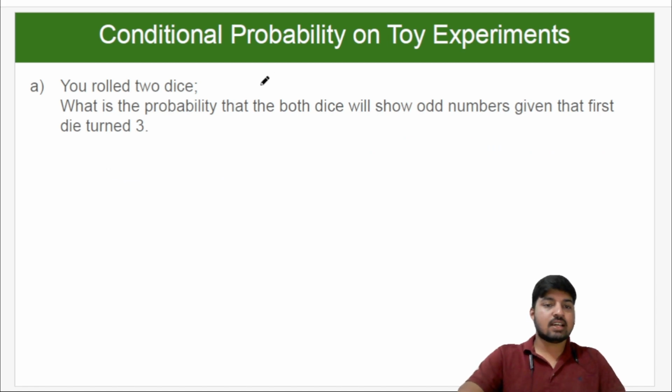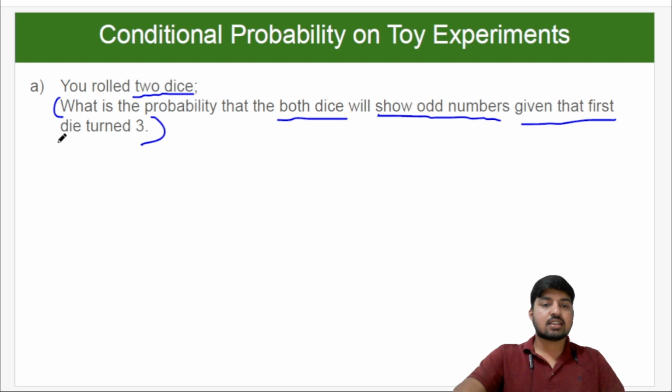Okay, so now this is another part. Now we have changed the question. You have rolled two dice simultaneously. So now what is the probability that both dice will show odd numbers, given that the first die turned 3?